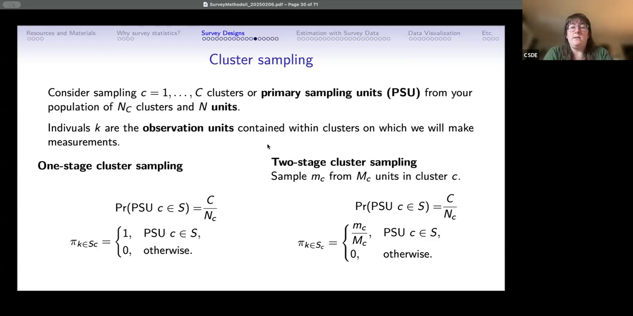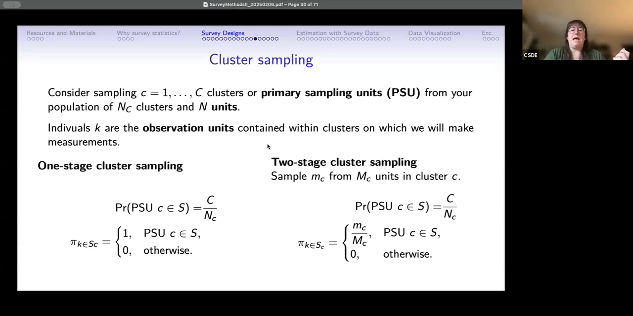In the DHS, we do two-stage cluster sampling. Mostly the countries do two-stage cluster sampling, where the first level of clustering, the PSU, is the enumeration area or like the census tract. The second level of clustering, or the SSUs, the secondary sampling units, are households within a selected cluster. And then within every household, all women 15 to 49 are selected.